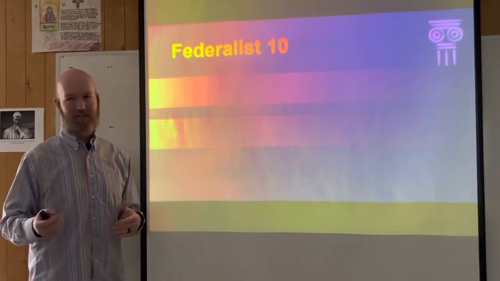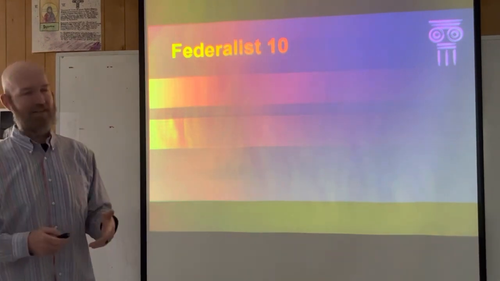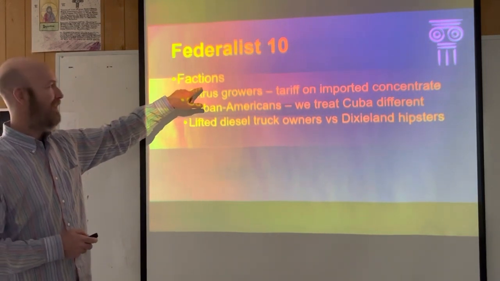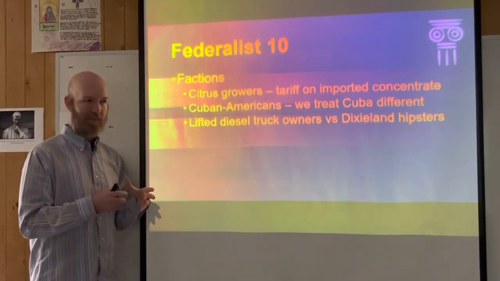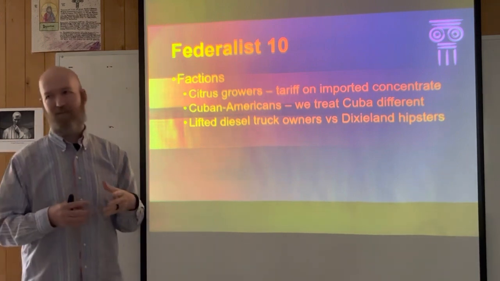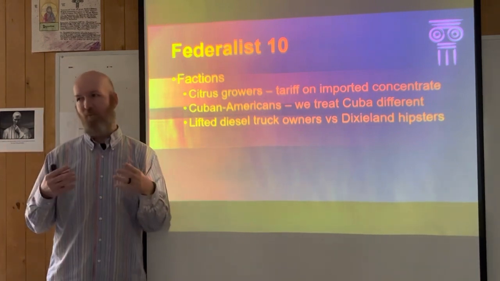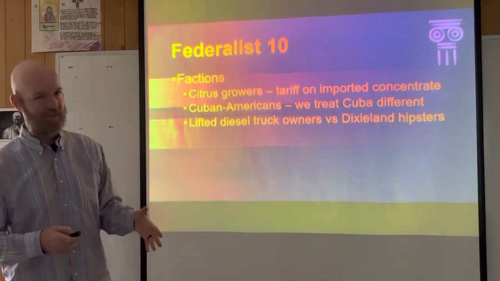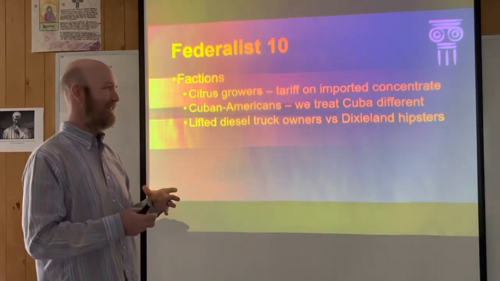So the first one we're going to talk about is Federalist Paper 10. Federalist Paper 10 deals with the issue of factions. Factions are small groups of people who are united around some common interest, and they want the government to support their interest, even if it goes against other groups' interests. They don't really care about other groups, they care about their group.